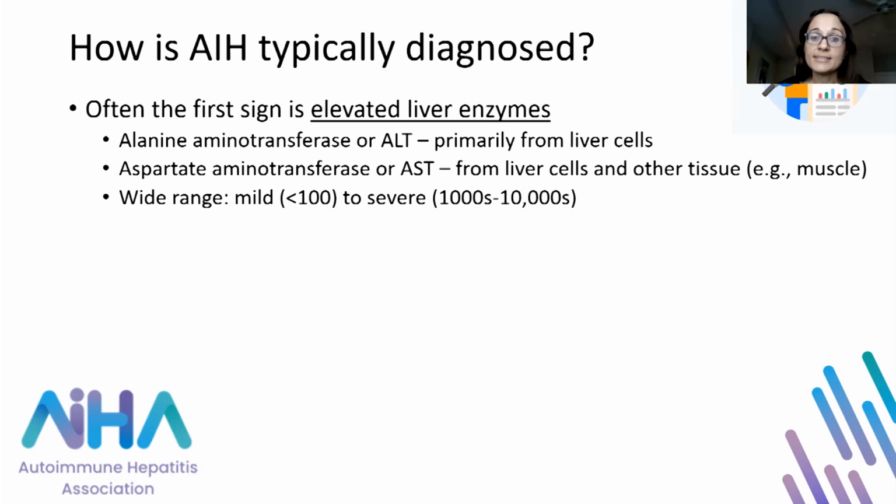These liver enzymes can be elevated in a whole wide range. What we would consider mild would be elevations that are less than 100, but they can go up to the thousands or even the tens of thousands in patients who have severe liver injury.